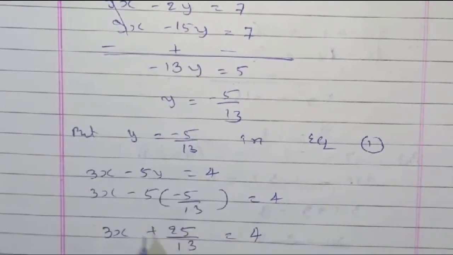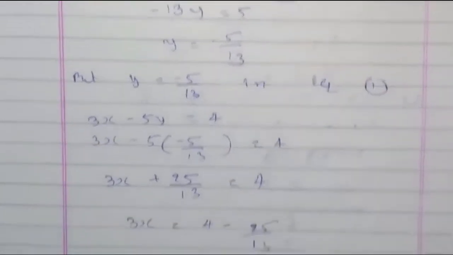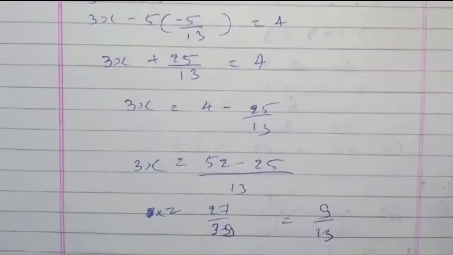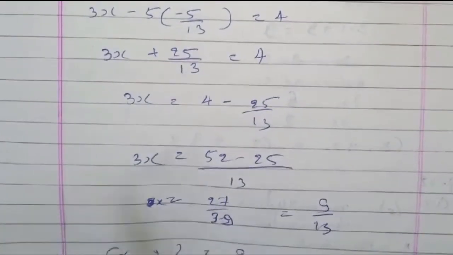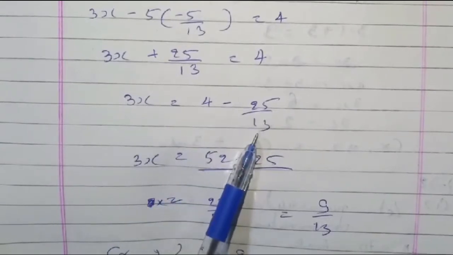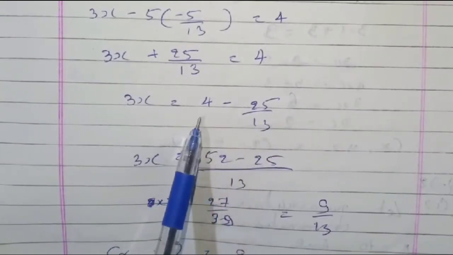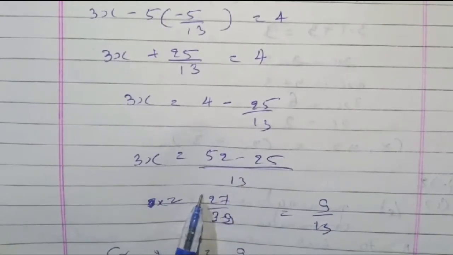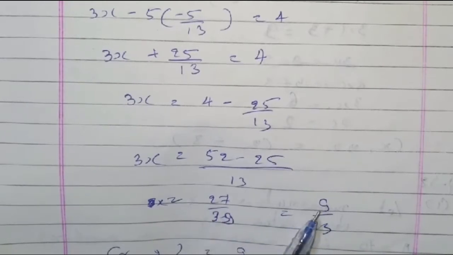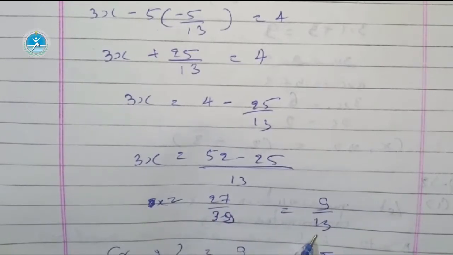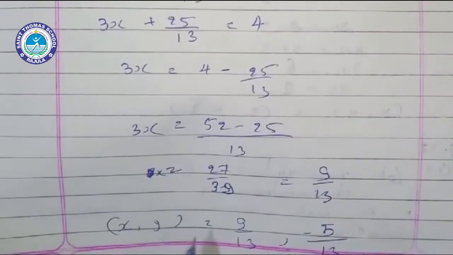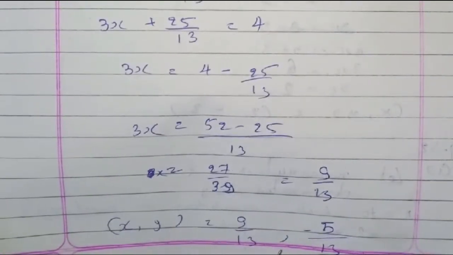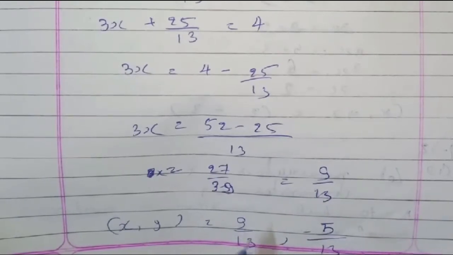5 times 5 is 25, minus times minus is plus. Now 25 by 13 we can take to the other side, so it will be converted into a minus sign. So minus 25 by 13. Now we take the LCM. 13 times 4 is 52, 25 as it is. 52 minus 25 is equal to 27. Divide by 39. 9 times 3 is 27, 13 times 3 is 39. So our solution x comma y is equal to 9 by 13 comma minus 5 by 13. So this is our solution.